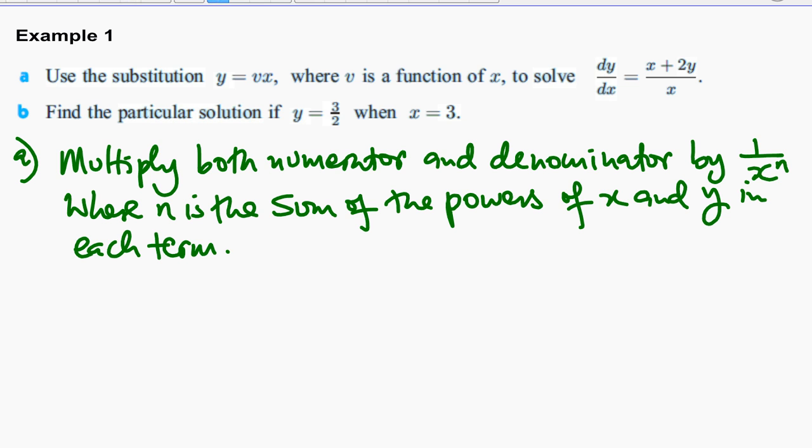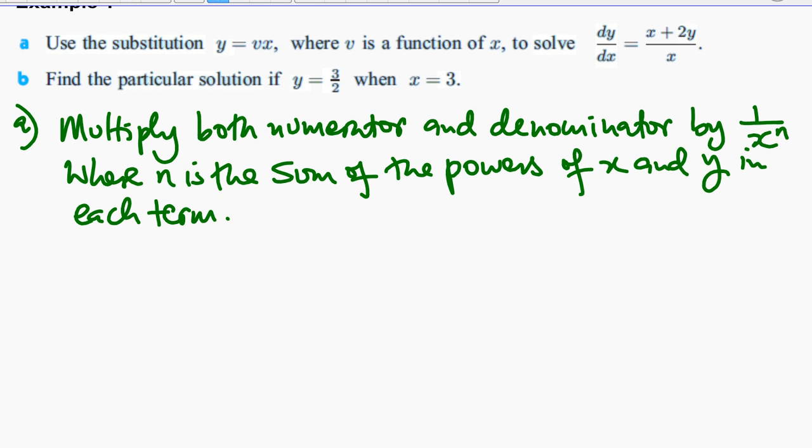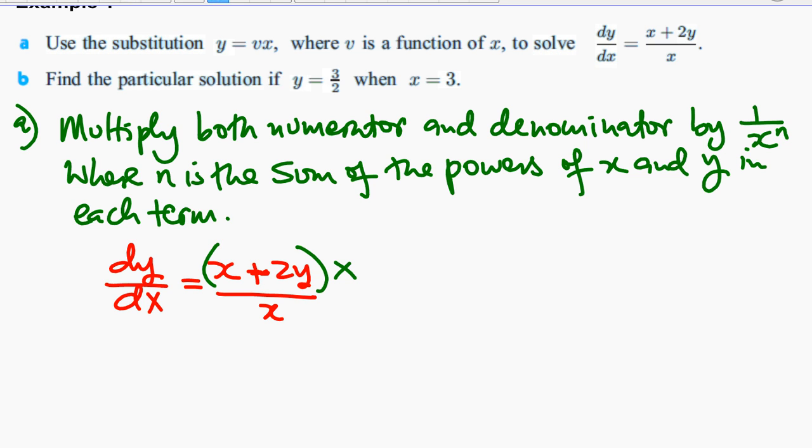Like I said, we have our differential equation, dy over dx is equal to (x plus 2y) over x. And then what we are going to do is multiply the numerator by 1 over x, and multiply the denominator by 1 over x.